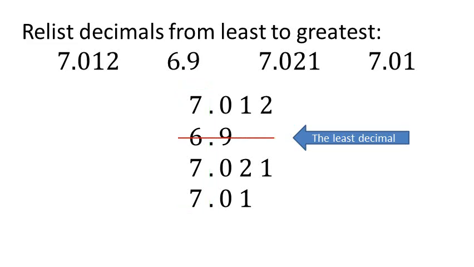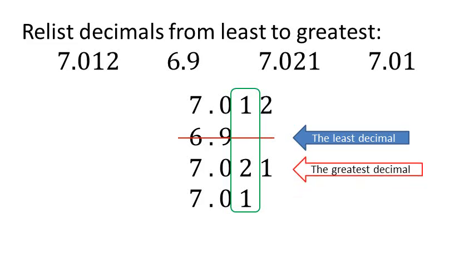And let's check the tenths. Since all decimals have the same digit 0 in the tenths position, they are the same. So let's move on to the hundredths position. 7.021 has the digit 2 in the hundredths position, but the others have the digit 1. This means that 7.021 is the greatest decimal.